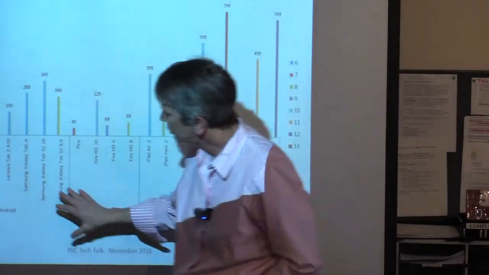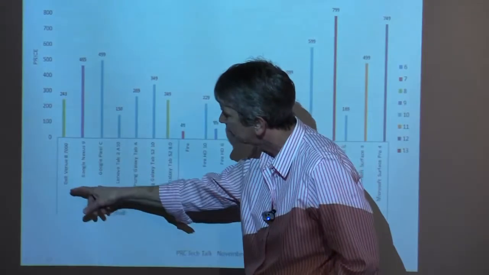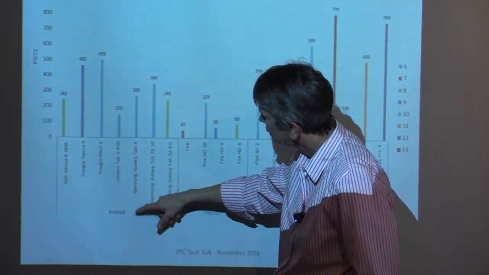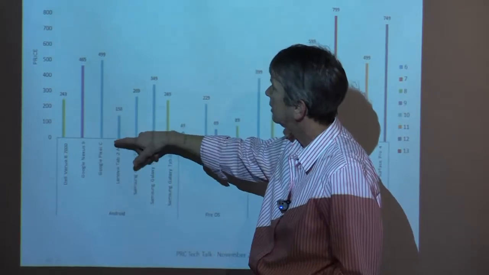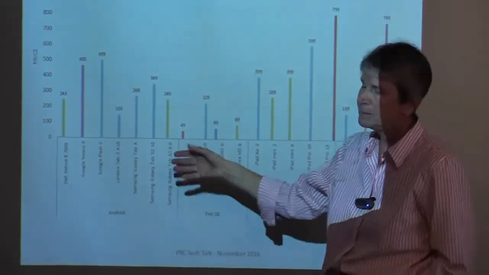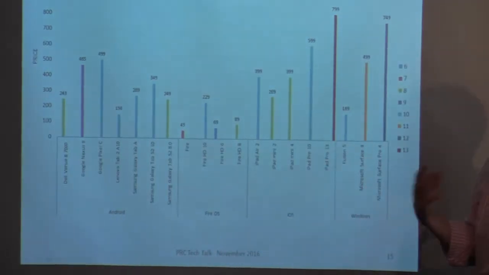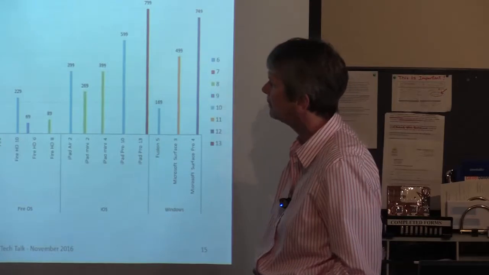So this whole bucket here, I don't know if you could see, these are all Android tablets from Dell, Google, Lenovo, Samsung. A big price range from $150 up to $500. Again, depending on the size, the screen quality, the memory, the processor speed.